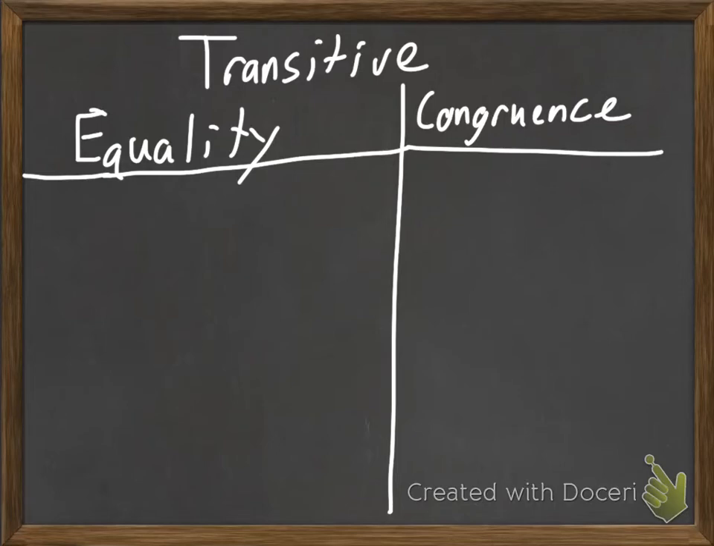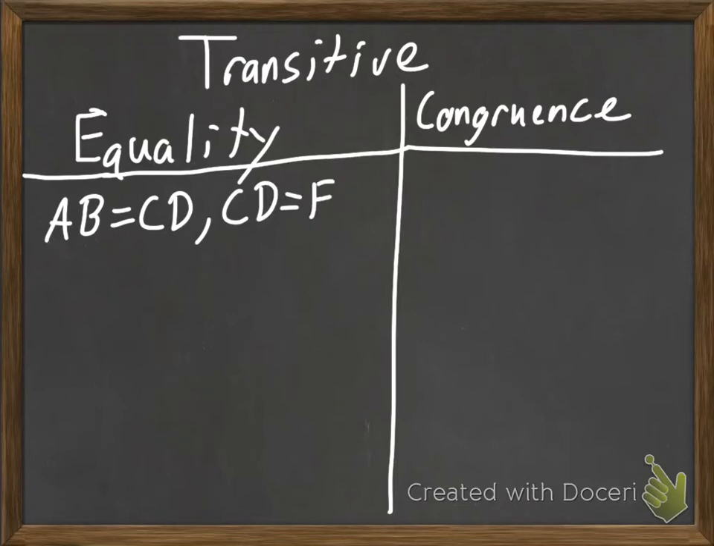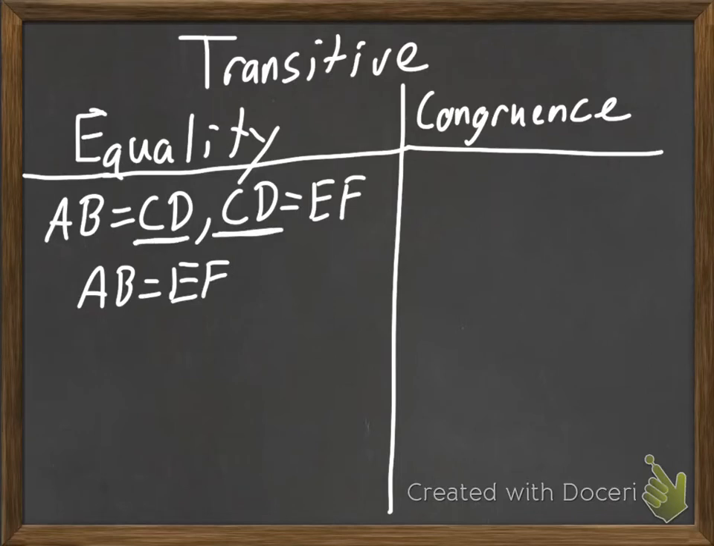For the transitive property of equality, let's say that we have three segments. We have AB, and we say that it's equal to CD. We also say that CD is equal to EF. Well, if AB equals CD and CD equals EF, we can conclude that AB also equals EF because of that commonality. They both share this CD that they're equal to. Well, if they're equal to the same thing, they need to be equal to each other.